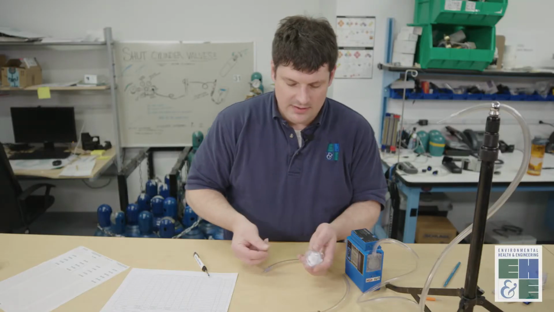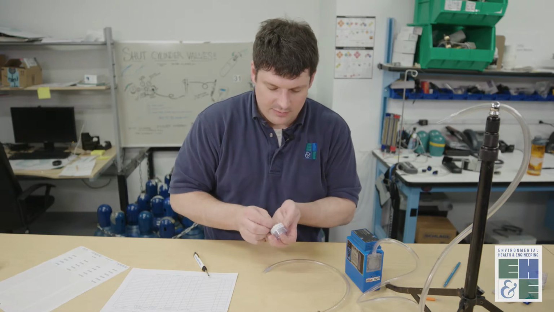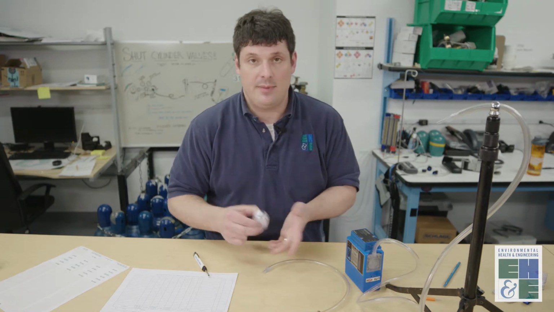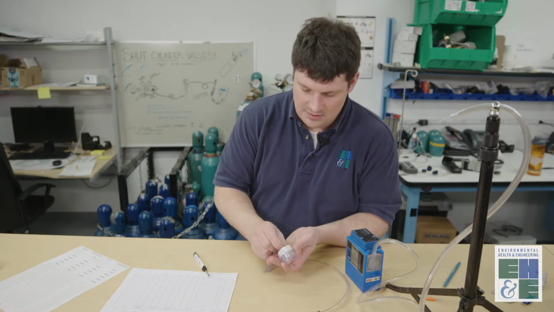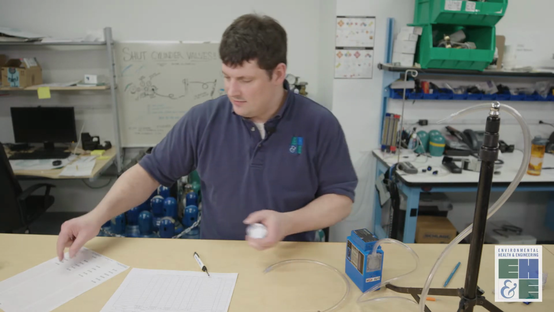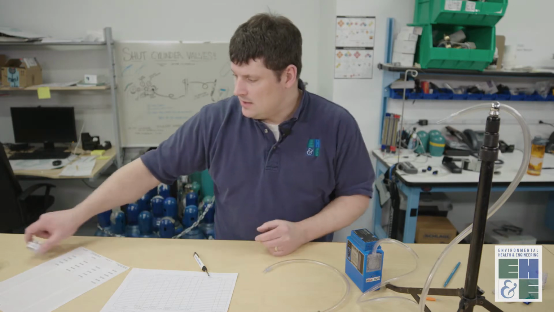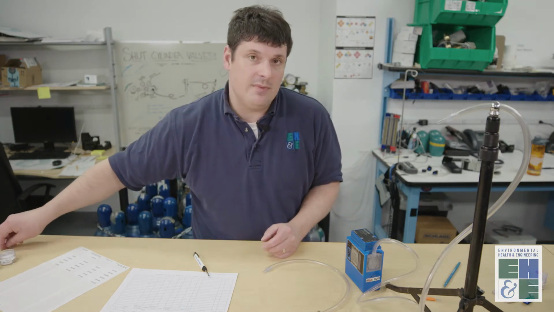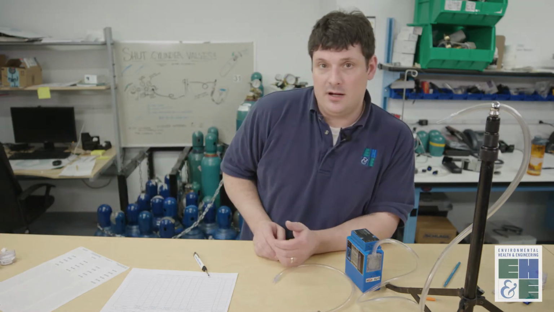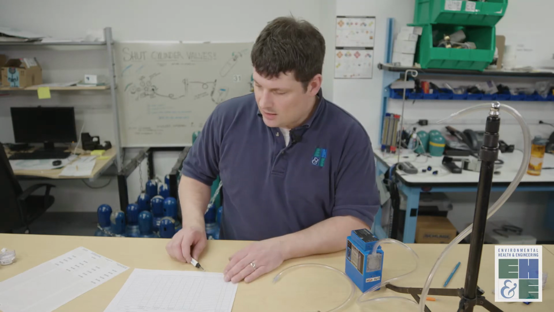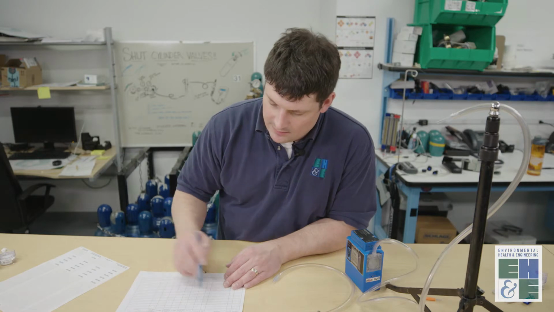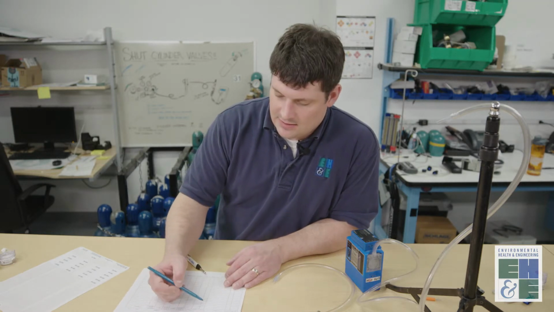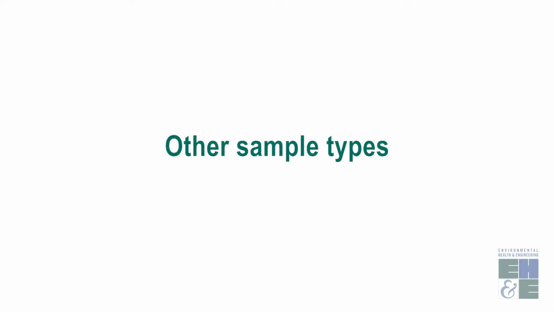A field blank would be the exact same thing as a primary sample, except we're not going to pass air through it. So we're going to take the caps off, put a sample ID on it, and ship it to the laboratory. A media blank would be the same thing, except we don't open it at all. We leave the caps on. Then our field and media blanks get recorded here by sample ID and QA type, FB for field blank, MB for media blank.